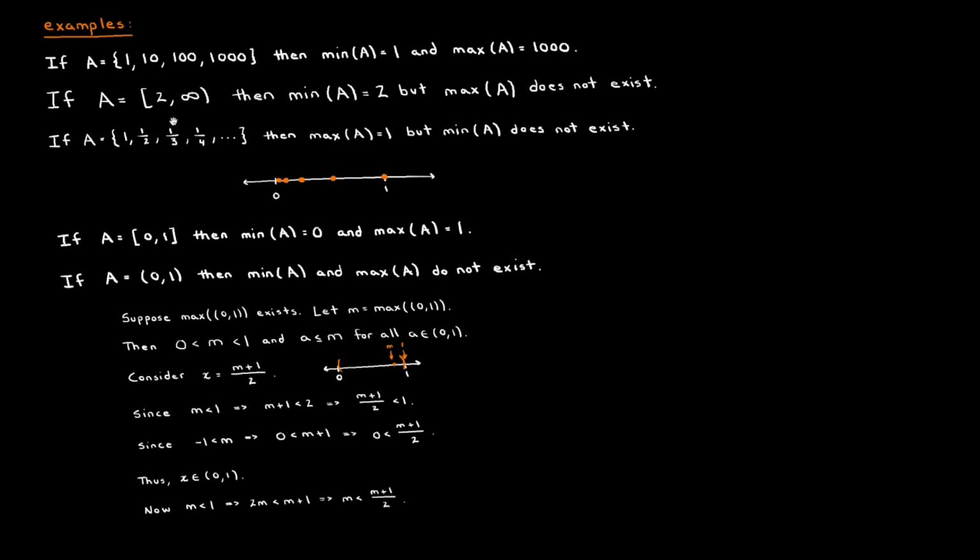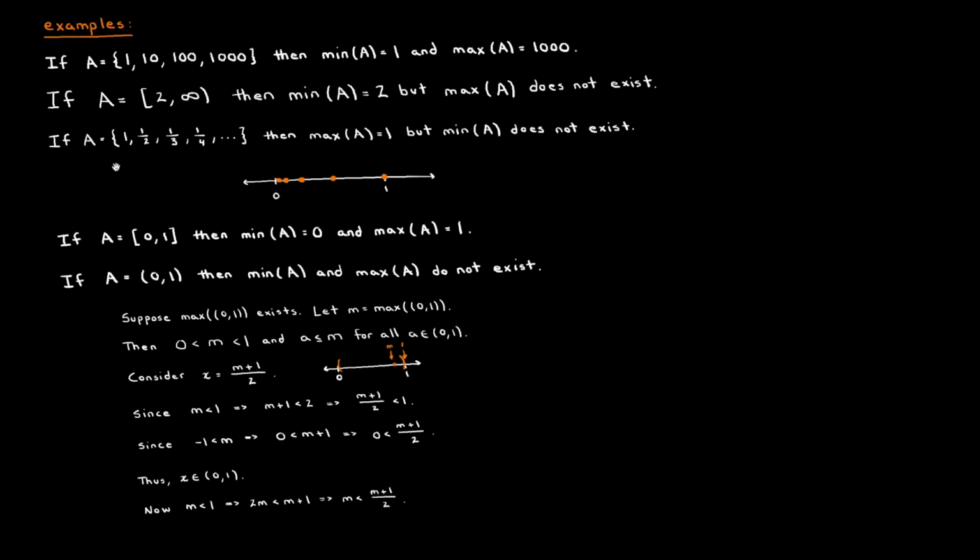For the next example, let's consider the interval from 2 to infinity. Since we're including 2, it follows that the minimum of this is actually just 2, because 2 is a part of this set, and also 2 is smaller than or equal to everything in this set. But the maximum of this set does not exist, because this is an unbounded set and the numbers just keep increasing forever. There is no maximum. We will always be able to find numbers larger than whatever maximum we pick.